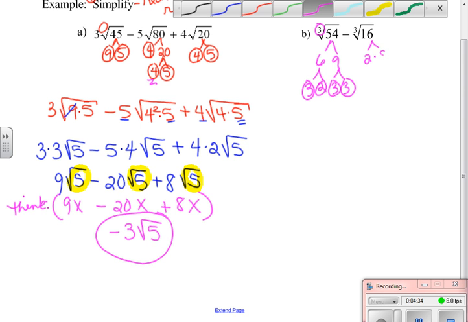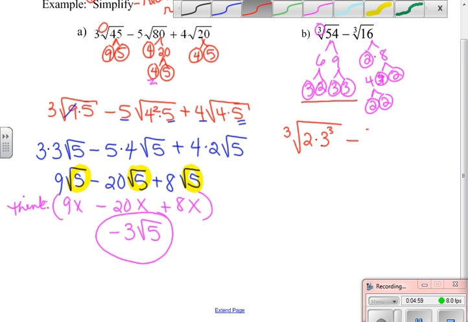16, let's see, that's 2 times 8. 8 is 4 times 2. This is 2 times 2. And notice I'm circling the ends. And if you remember prime factor trees, that's a nice way so you don't lose track of things. So what do I really have here? I have the cube root of 2 times 3 cubed minus the cube root of 2 times 2 times 2 times 2, well, I want groups of 3, so I'm going to rewrite it right away like that. I still have 4, but I know I'm looking for groups of 3.